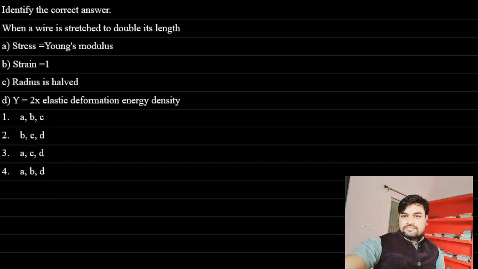Hello students, let us solve the question from mechanical properties of matter. So the question is: identify the correct answer. When a wire is stretched to double its length, then stress is equal to Young modulus, strain is equal to 1, radius is half, and Young modulus is twice of elastic deformation energy density. So we have to choose the correct answer.